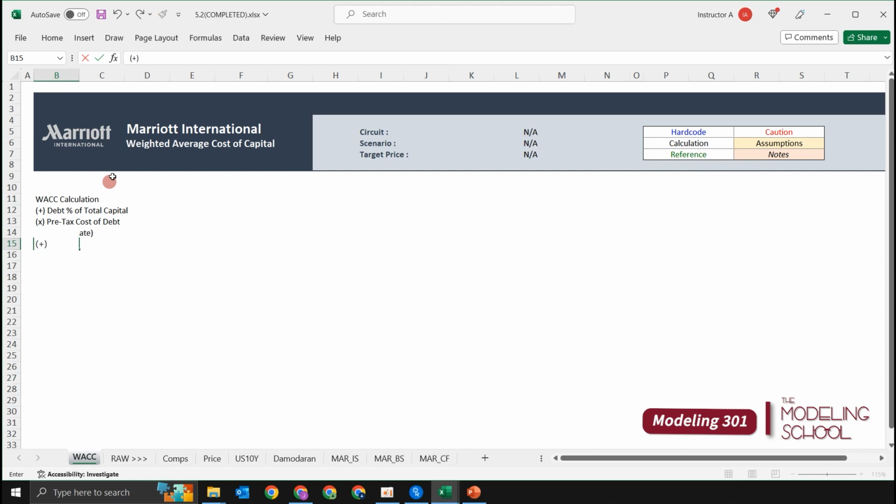And the equity part, we're going to calculate equity percentage of total capital times the cost of equity. And that's going to lead to our weighted average cost of capital.